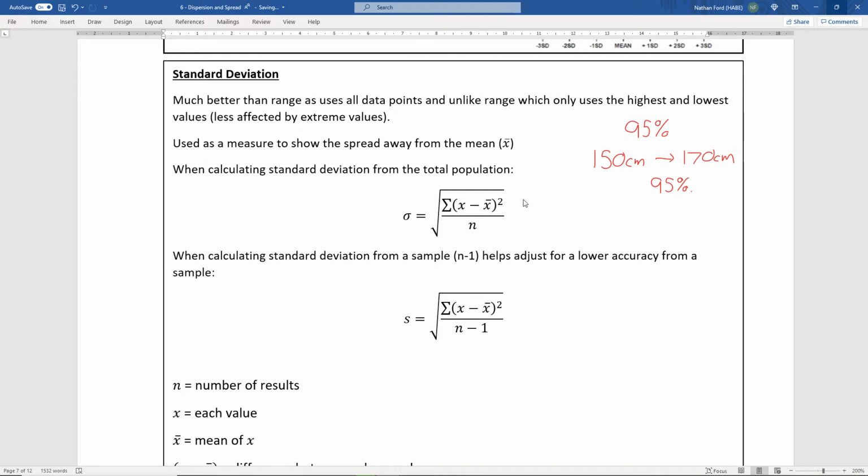Now, what do all these mean? We've looked at all of these symbols before, except for this symbol here, sigma, which is used to show standard deviation. Sometimes they use S when it's a sample.